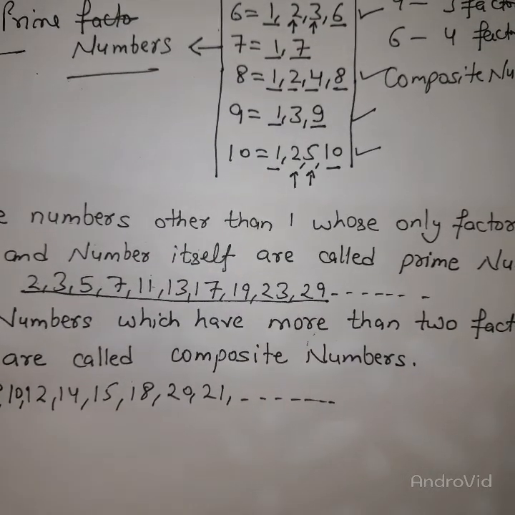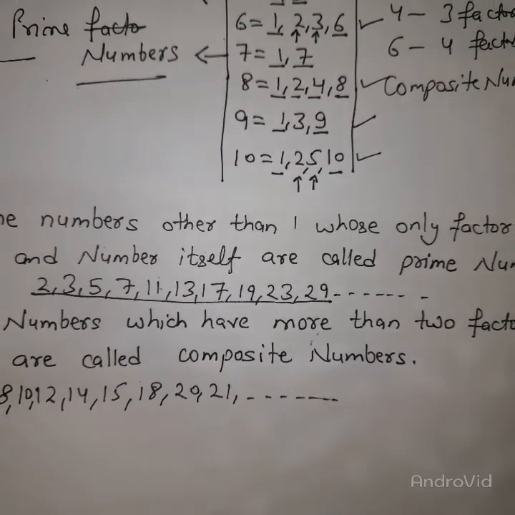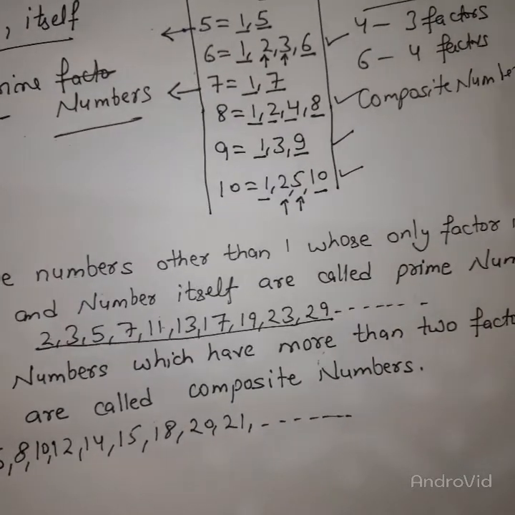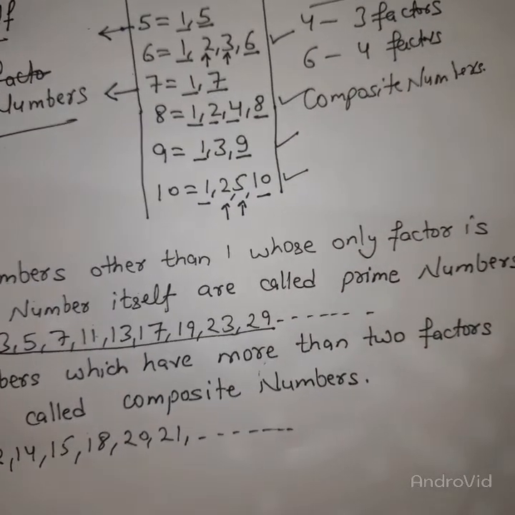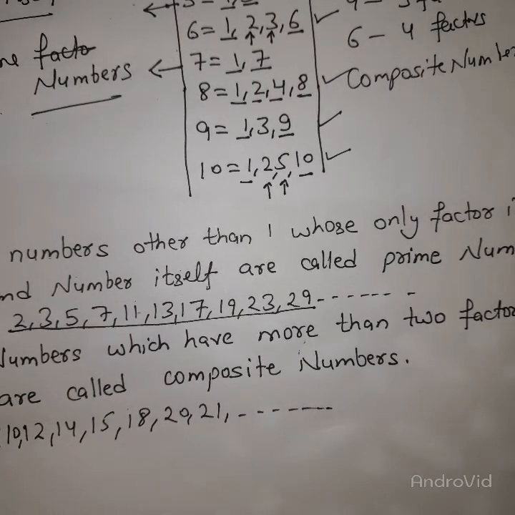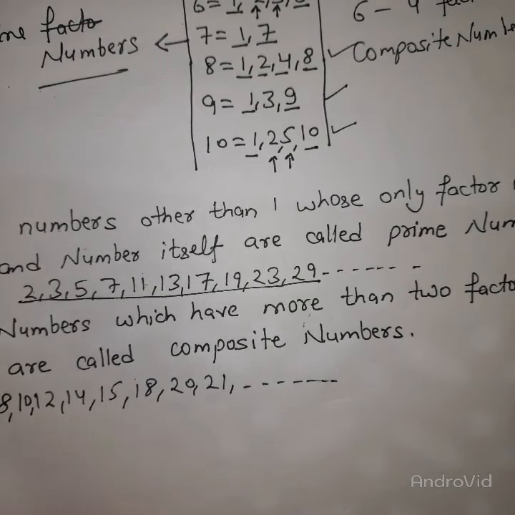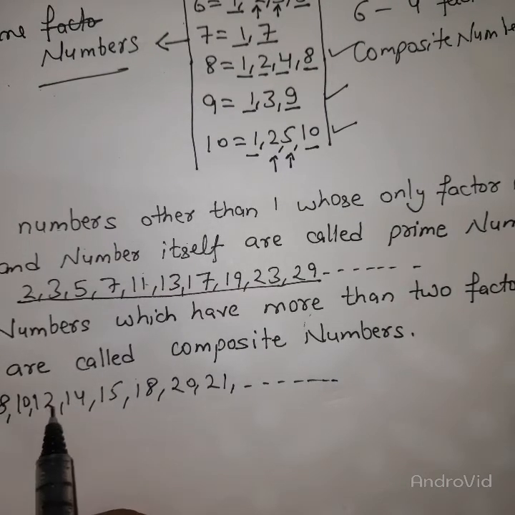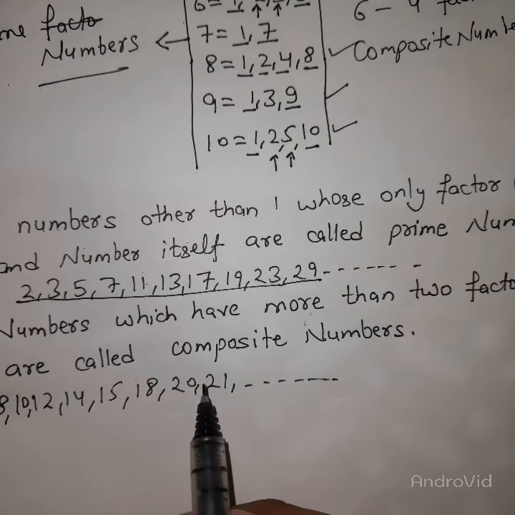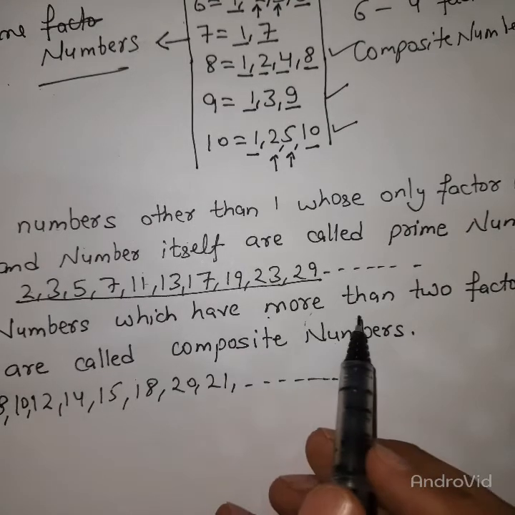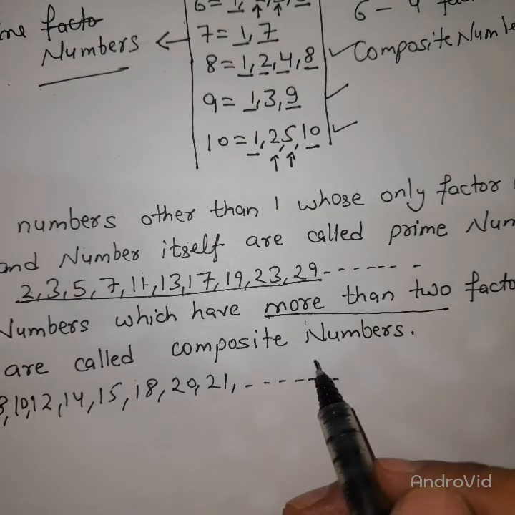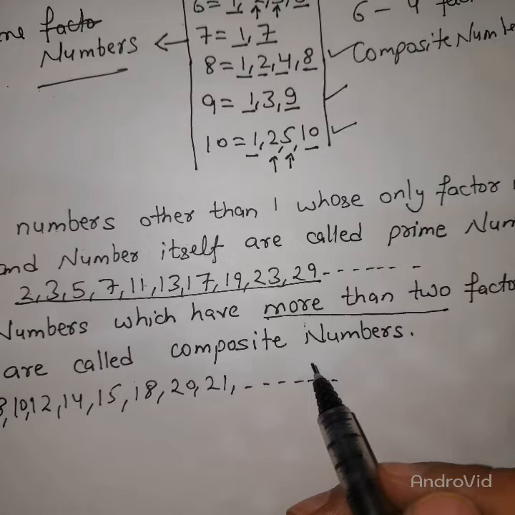But in case of composite numbers, as we know, numbers which have more than two factors are called composite numbers. For example, 4, 6, 8, 10, 12, 15, 18, 20, 21. All of these have more than two factors. So these numbers are called composite numbers.